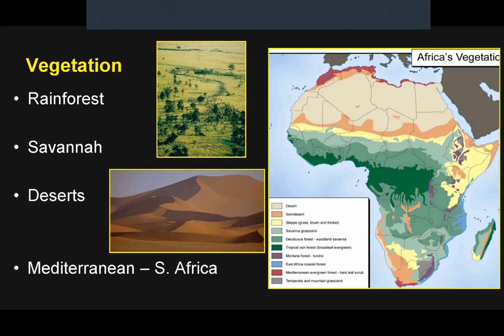But again, just note that transition as you're moving from the equator, either north or south, as it gets drier and drier. And then the highland is mixed with a lot of forests.